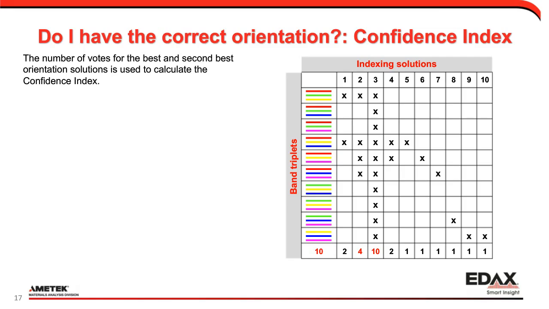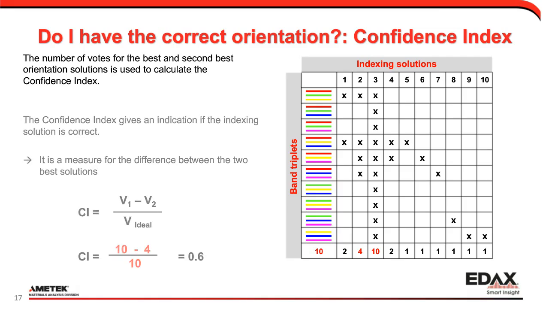If we look back at my initial question here, I had that one pattern, and solution 3 was my winner, and it had 10 votes, and solution 2 was my second best. So the CI value is going to be the difference between those over the amount of total votes. Here, solution 3 had 10 votes, solution 2 had 4 votes, and I had a total of 10 votes. So in this case, 10 minus 4 is 6. 6 divided by 10 is 0.6. This right here is a CI value of 0.6.